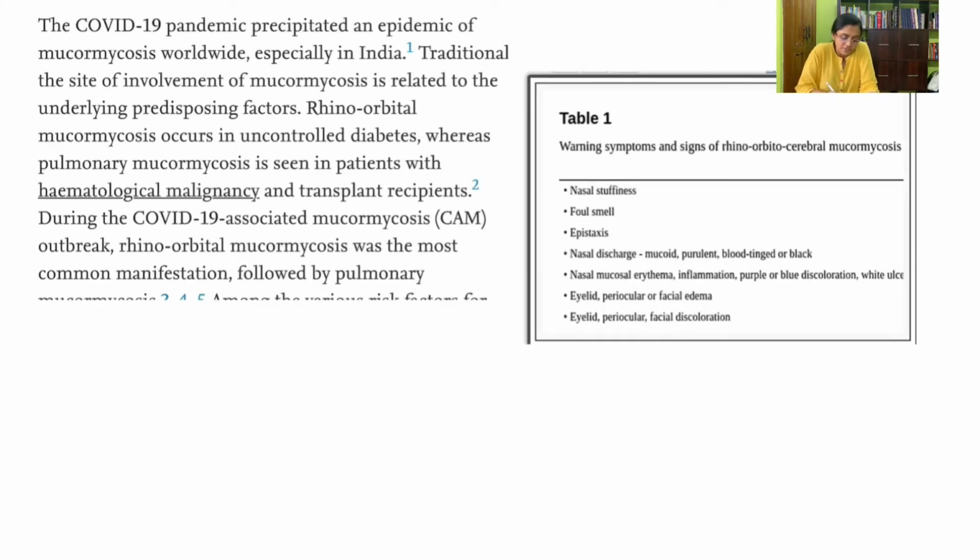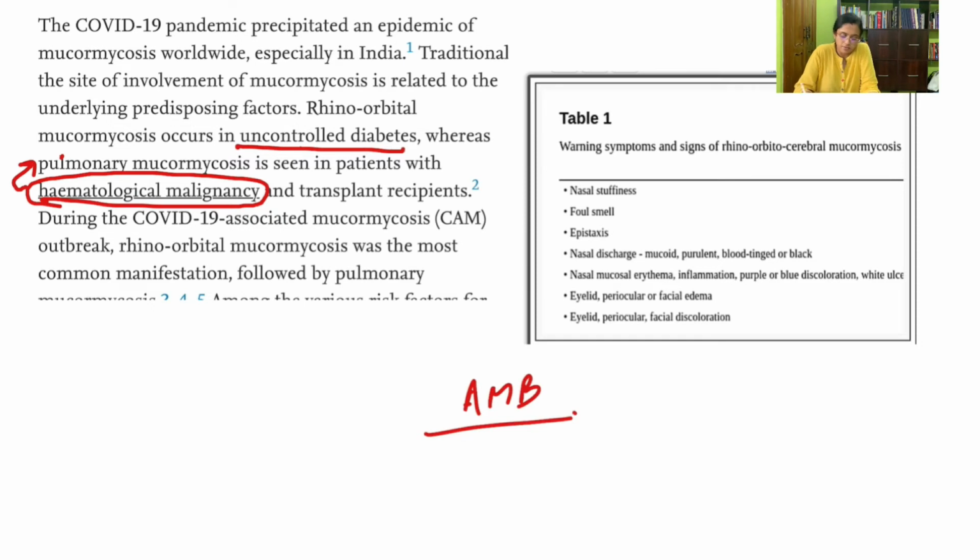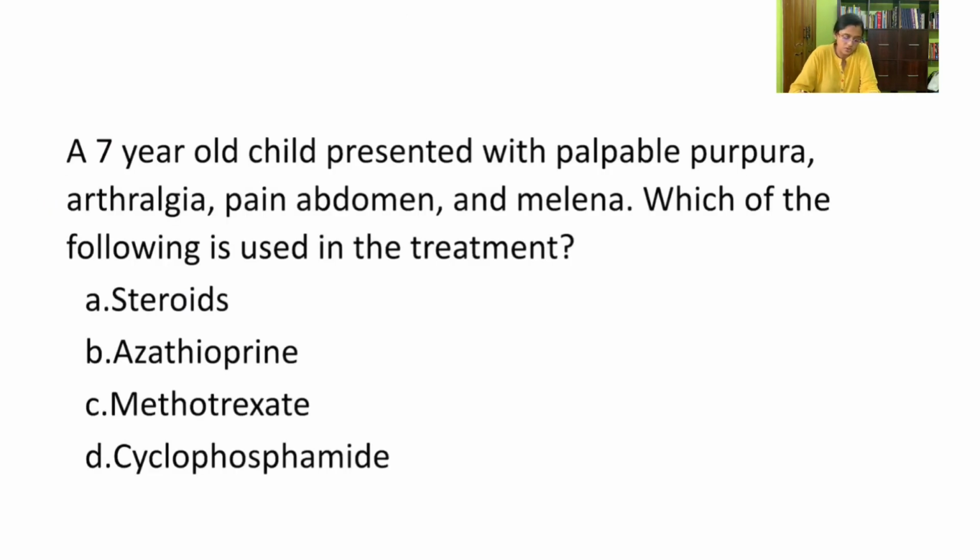There are certain risk factors which predispose a patient to mucormycosis. This is mostly uncontrolled diabetes, and hematological malignancies, which is mostly seen in pulmonary mucormycosis. Now, the treatment which we gave in mucormycosis was amphotericin B. Okay. Coming to the next question.